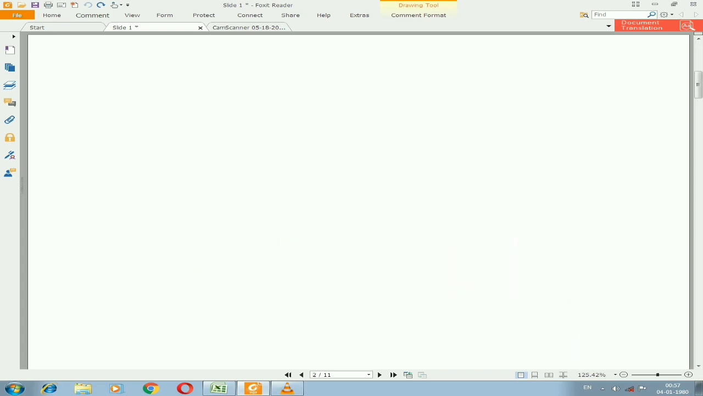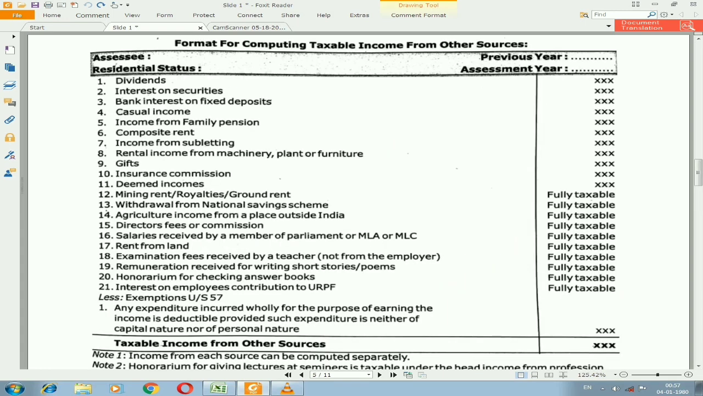In the format, some of the concepts we have already discussed. You can see the first one, dividend, which I have explained. Interest on securities also I have explained. Bank interest on fixed deposits, casual income, income from family pension. So these are the concepts which we have already discussed and also solved illustrations on. Now we'll see other concepts related to this format.